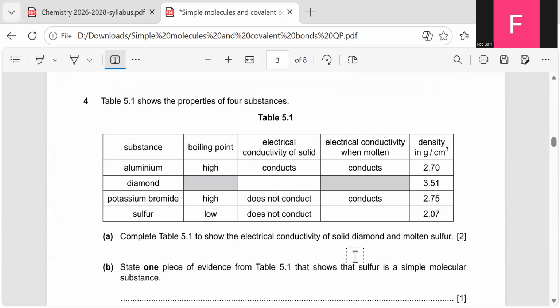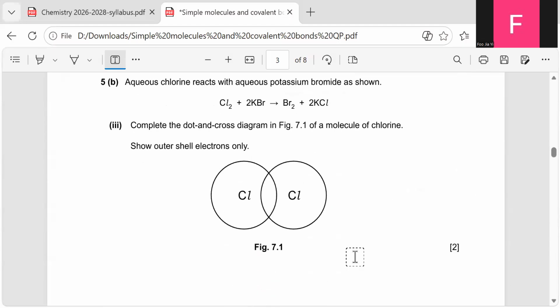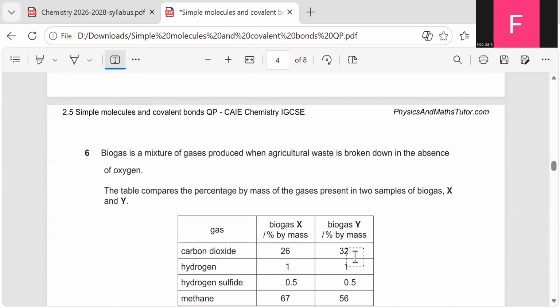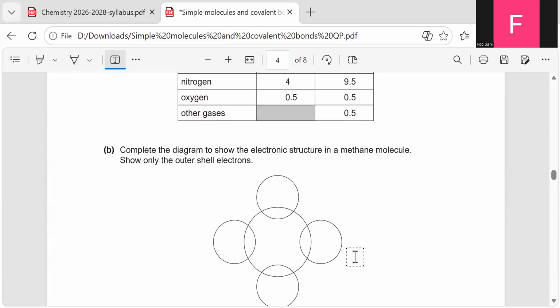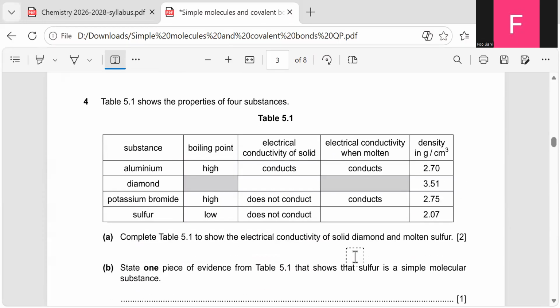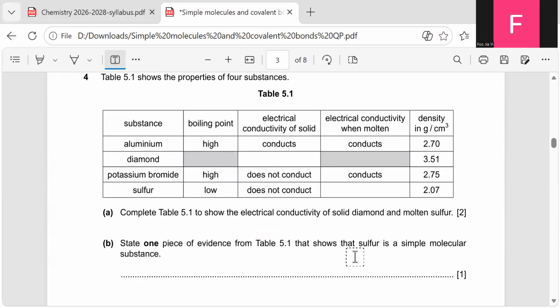Okay, let's try the next one. Properties. Can you boys please try this one? Next week, I want to do giant covalent structure. Okay? So I'm going to give you.